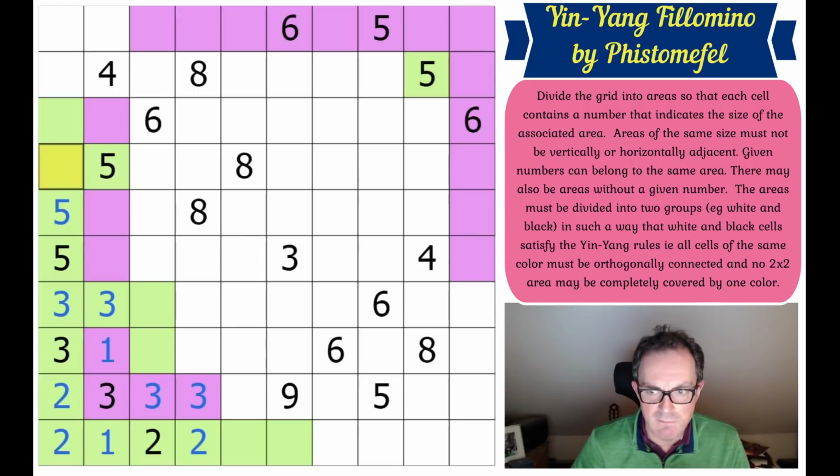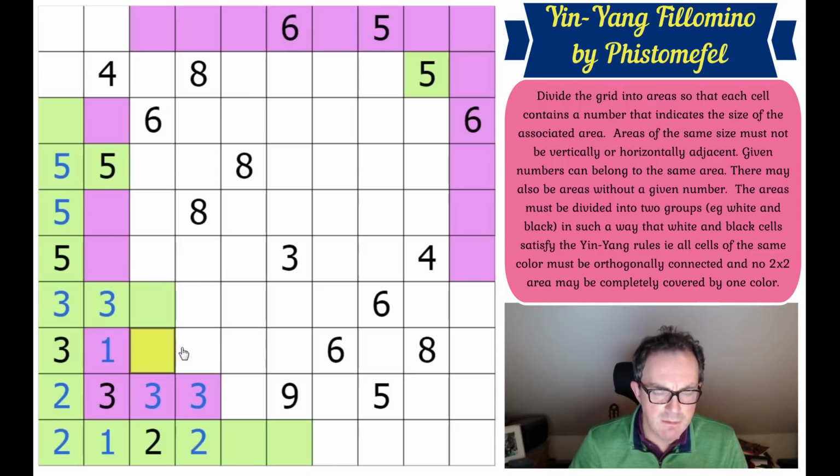This is a 5. 1, 2, 3, 4. So this 5 still needs one more cell. It's either that one or that one. Okay. Might be running out of steam here.